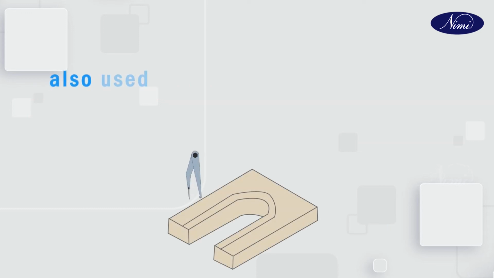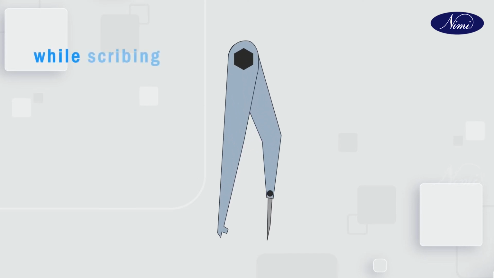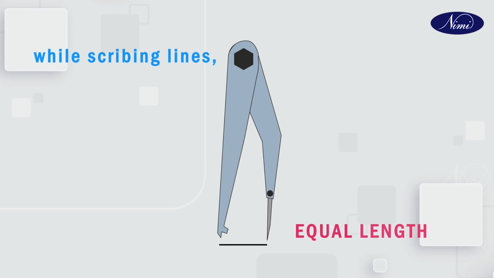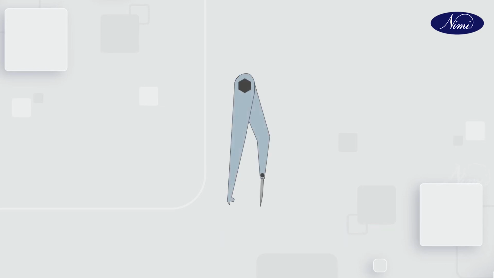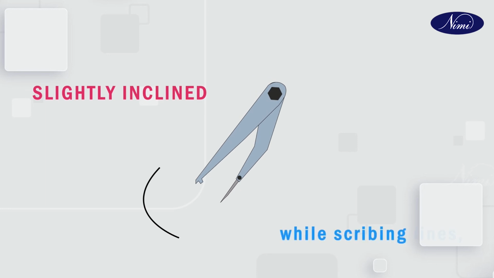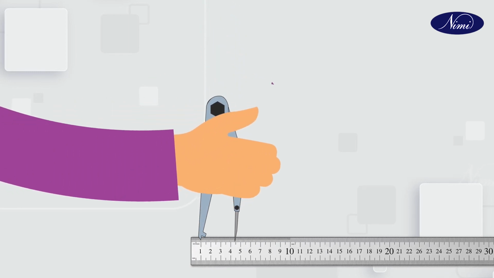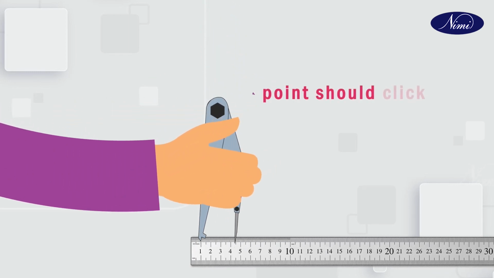Jenny calipers can also be used for scribing lines along curved edges. While setting dimensions and scribing lines, both legs should be of equal length. The Jenny caliper should be slightly inclined while scribing lines. While setting the dimensions for accurate setting, the Jenny caliper point should click into the graduations.